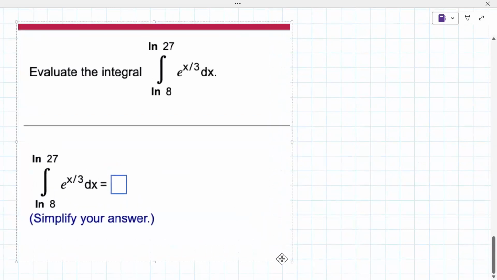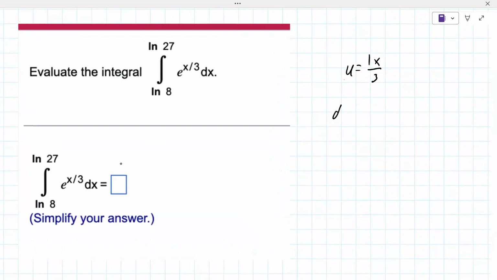So this one, if it was on the exam, you'd use a calculator, but since it's not, it's a U substitution problem. Your U is x over 3, or 1/3 x. So du is 1/3 dx. dx is 3 times du. So it becomes the integral of e to the u times 3 du.